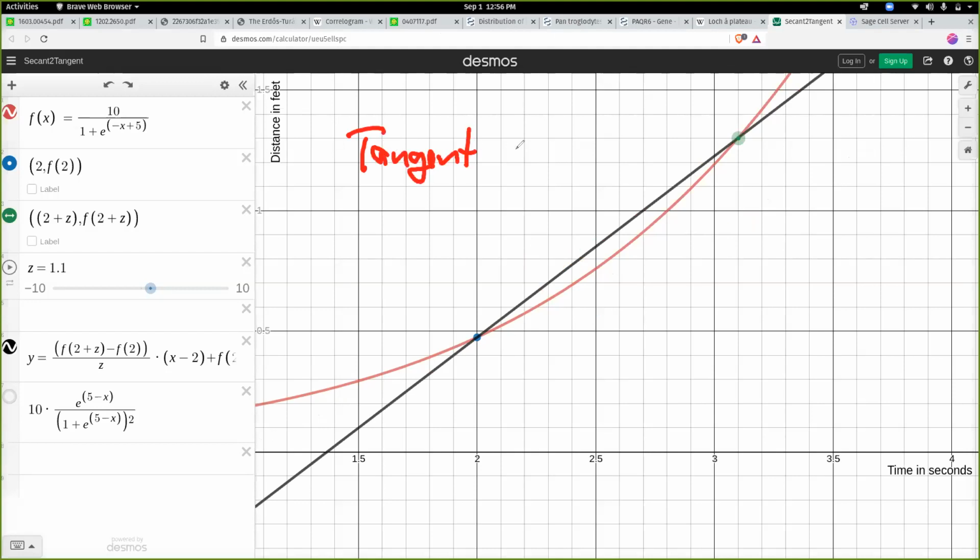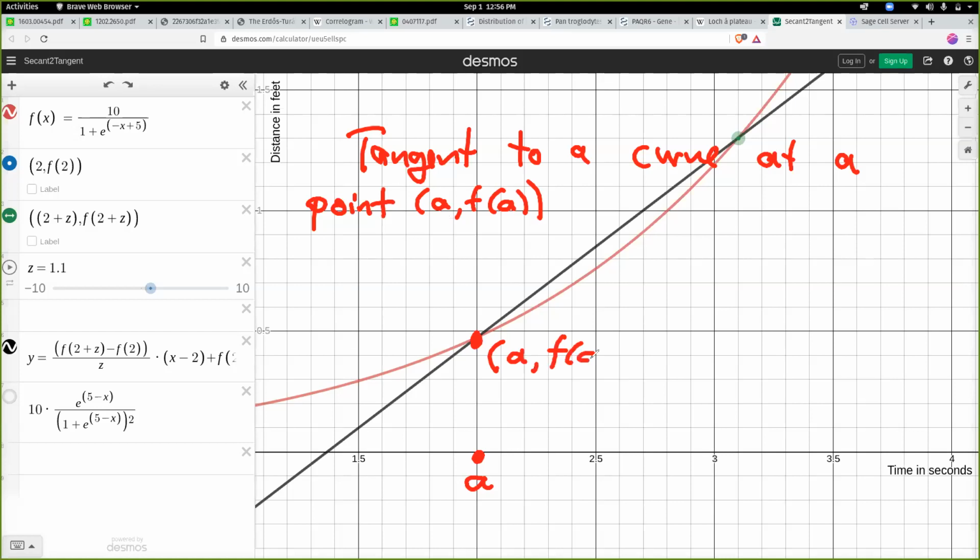So the tangent line, the tangent to a curve at a point, let's call this a, f of a. So I'm following the book here. The book just fixes a certain a here. So we use 2, but in general this can be a. So this is a certain point here, a, f of a. And there's a precise definition of the tangent, which I'm not going to give now because it involves limits.